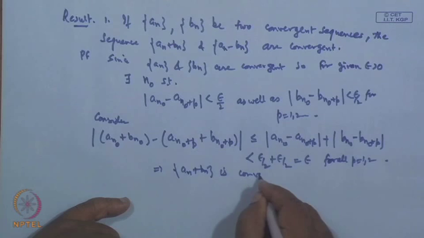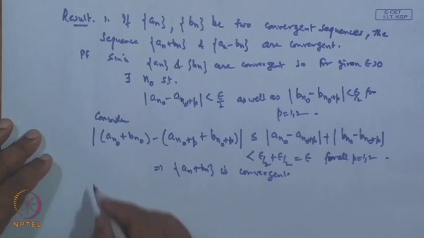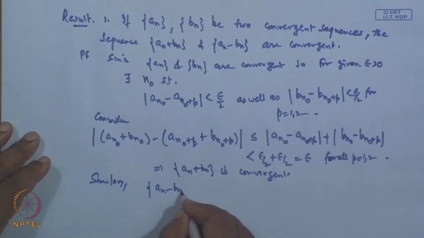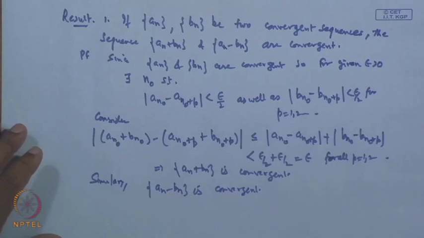Okay. Similarly, we can show that a_n minus b_n is also convergent in a similar way. Okay.